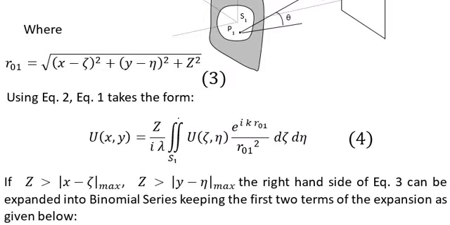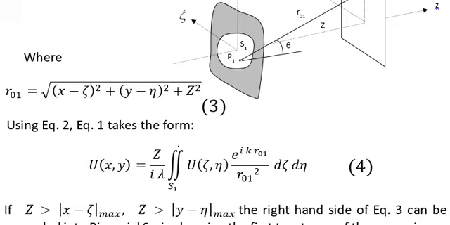you see that we have the coordinates of P1 and P0. The coordinates of P1 are xi, eta and 0, whereas the coordinates of the point P0 are x comma y comma z. So we have applied the distance formula between the point P1 and P0, and r01 is given by the square root of x minus zeta whole square plus y minus eta whole square plus z square. So this is equation number 3.